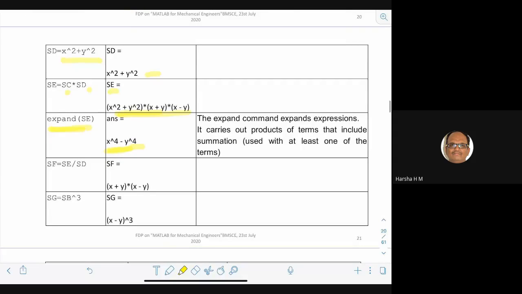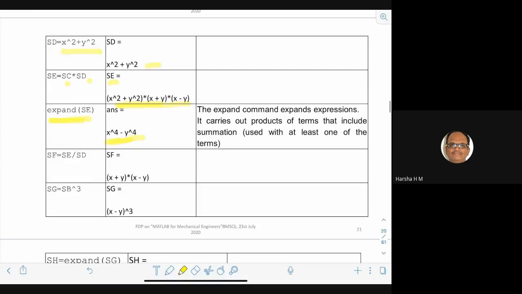And furthermore, if I say SF is equal to SC by SD. SD is x to the power of 4 minus y to the power of 4. And when you divide it by SD, which is x square minus y square, you know the answer. Okay, what I have done is x to the power of 4 minus y to the power of 4. I have divided it by x square plus y square. Automatically, it should be equal to x square minus y square. Now, this is what you get as the output here.